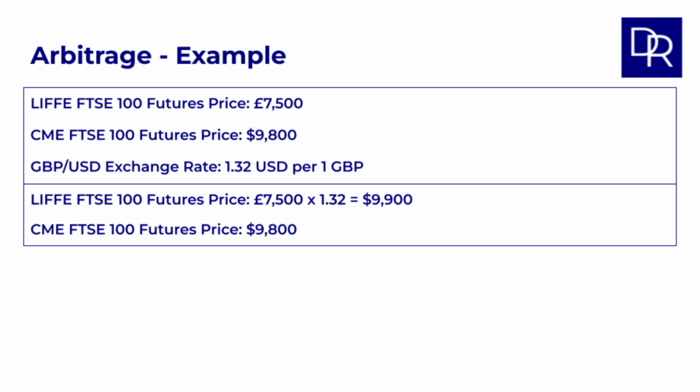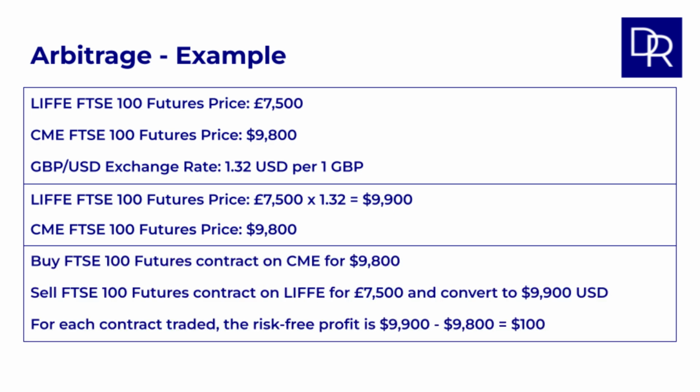An arbitrageur would execute the following strategy simultaneously: buy the FTSE 100 futures contract on the CME for 9,800 and sell the FTSE 100 futures contract on Live for £7,500, which is equivalent, as we saw, to $9,900. For each contract traded, the risk-free profit is the price difference, so $100 per contract. Remember, true arbitrage opportunities are very short-lived. As arbitrageurs exploit these price differences, buying on the CME will push the price up and selling on Live will push the price down there, quickly eliminating the arbitrage.